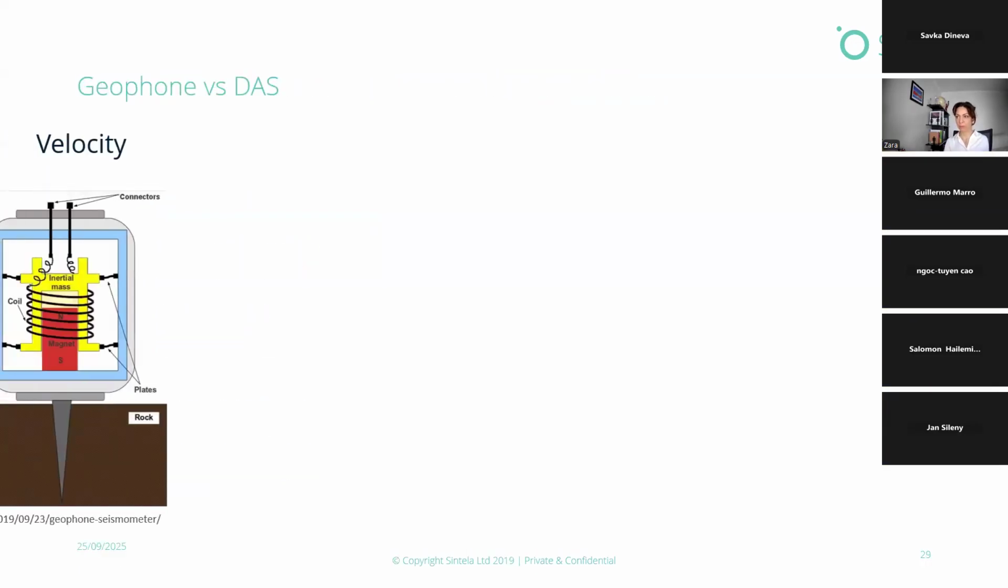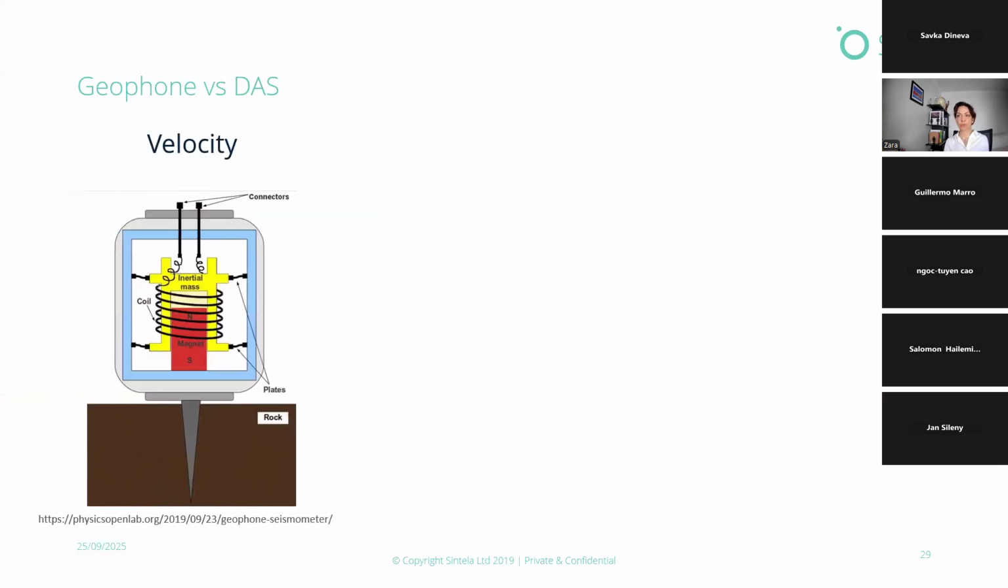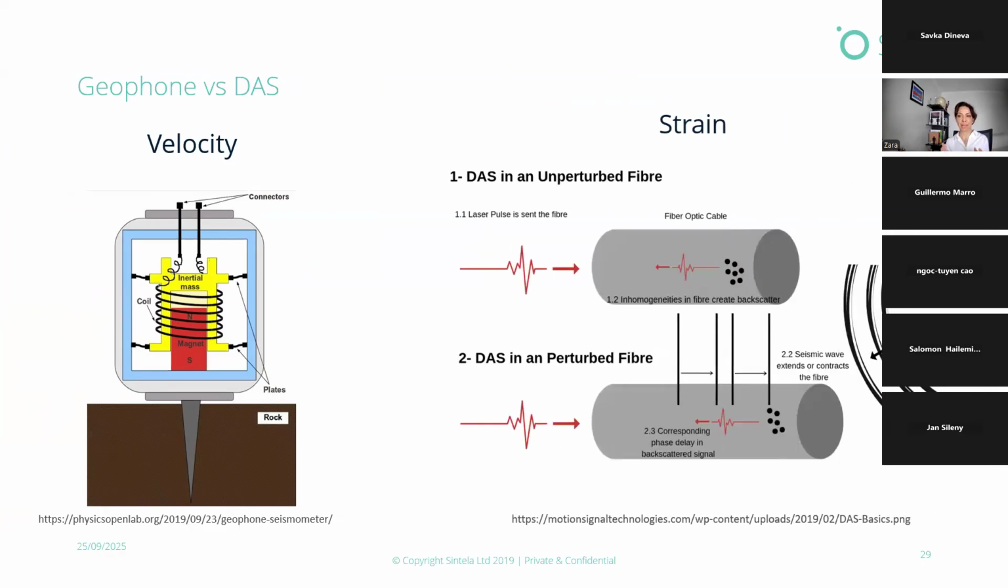Being quiet. Yeah, so with geophones, as everybody is familiar, we measure the voltage proportional to the velocity of the mass in the spring. With DAS, it's backscatter light in that pure fiber glass. So that backscatter light is the strain rate.